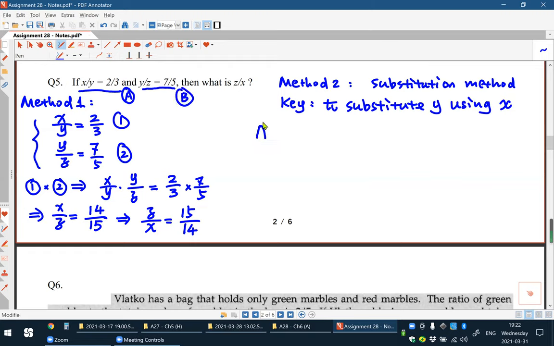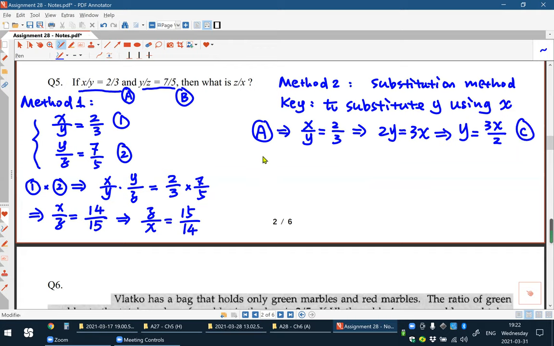Okay, from equation A, we know that x over y is 2/3. This tells us that 2y equals 3x, right? Because we want to substitute y using x, we need to solve y in terms of x. Y is 3x over 2, right? So let's call this C. Then we can put C into B, right?